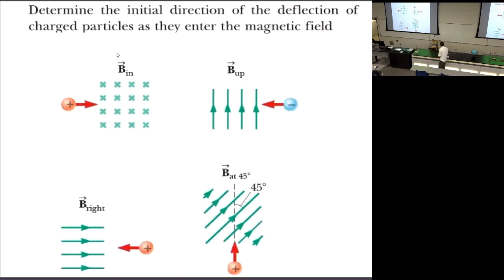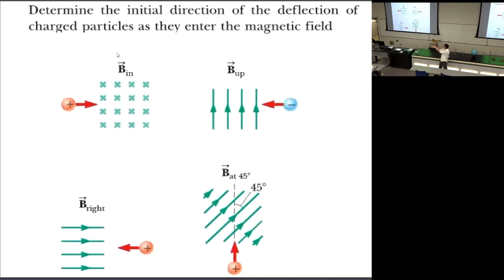Let's do this other one upstairs here. So in this case, we've got a negatively charged particle. It's going towards the left. So I'm pointing the palm of my right hand towards the left. The field is going upwards. So I've got to move my hand like this to point my fingers up. It's the only reasonable way of doing it.